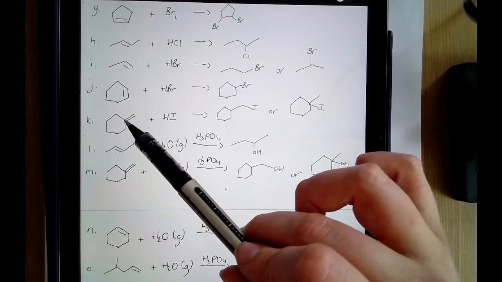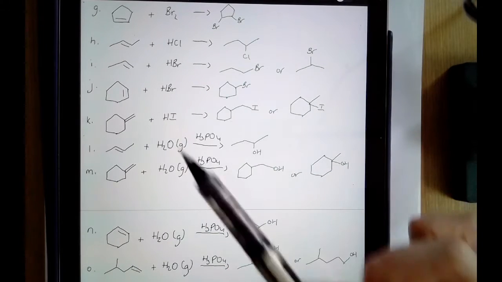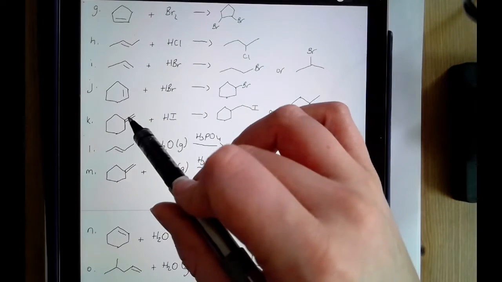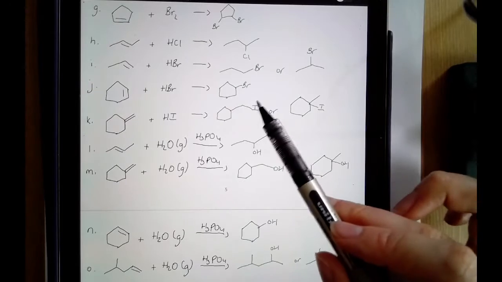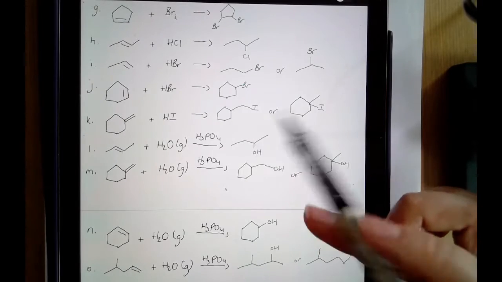Often with this one, students tend to drop a carbon and they just draw a single line and they put iodine on the end of it. Make sure you have still got your carbon, that you haven't dropped a carbon when you're drawing your product.